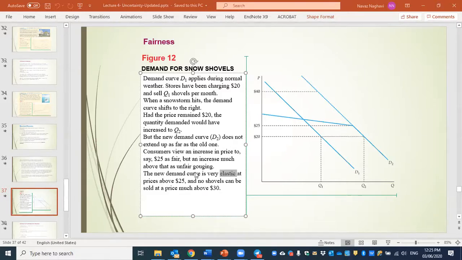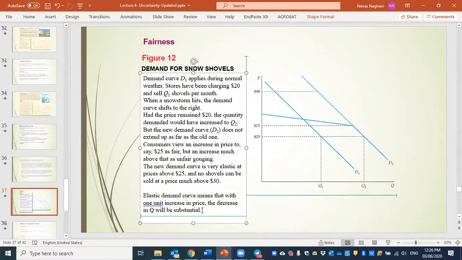So once more, I repeat, elastic demand curve means, maybe I can add here, that elastic demand curve means that with one unit increase in price, the decrease in Q will be substantial. Okay, so that is the meaning of elastic curve.